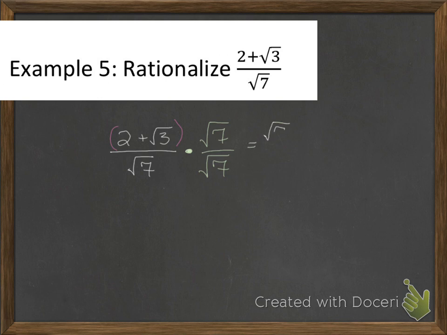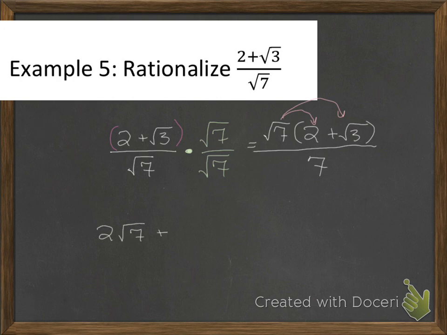So we're going to have the square root of 7, parentheses, 2 plus the square root of 3, and of course the square root of 7 times the square root of 7 is just 7. So you might realize here our work isn't quite done. What we can do is we can distribute the square root of 7 to slightly simplify our numerator. So the square root of 7 times 2 is just 2 square roots of 7. Then we have the square root of 7 times the square root of 3, and of course this is still all over 7. Can you see anything that can be simplified?